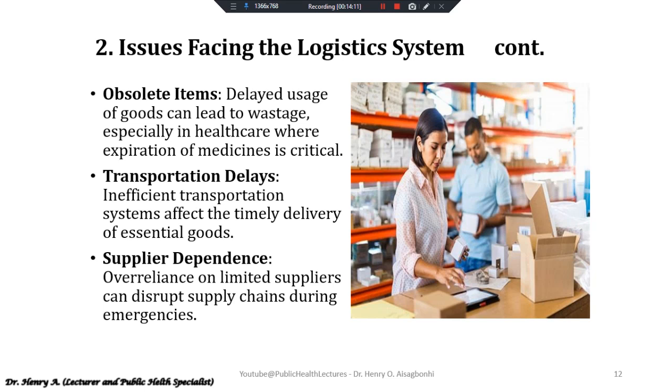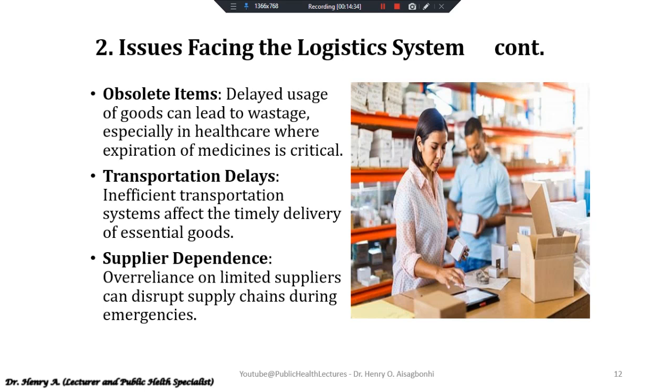Another issue is the supplier dependence. Relying on a single supplier is risky. If that supplier fails, the entire system collapses. So diversification of suppliers is therefore essential.